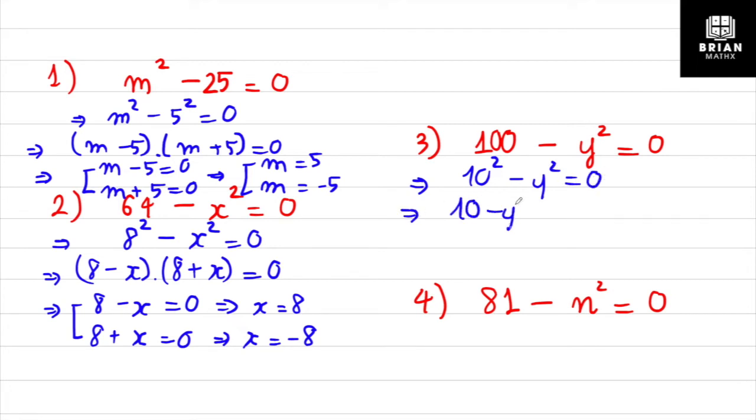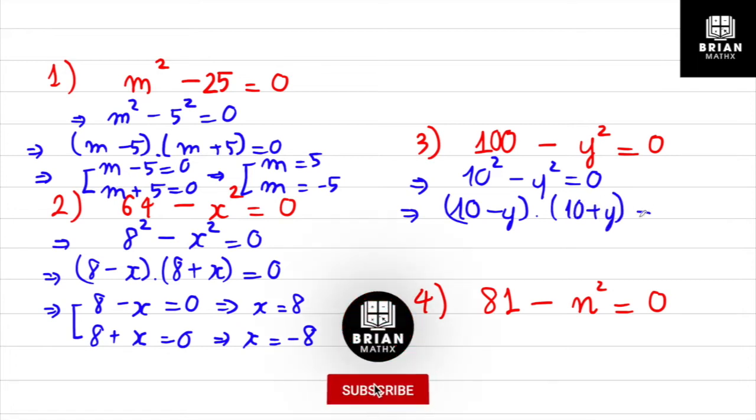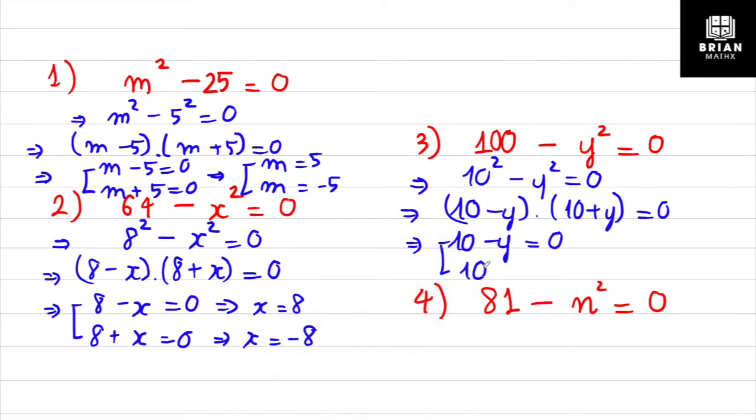10 minus y, 10 plus y equal to 0. So 10 minus y equal to 0, and 10 plus y equal to 0. Y equal to 10 and y equal to negative 10. Very easy, right? 81.